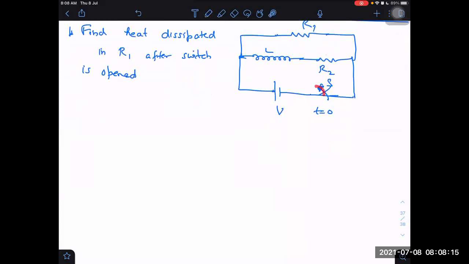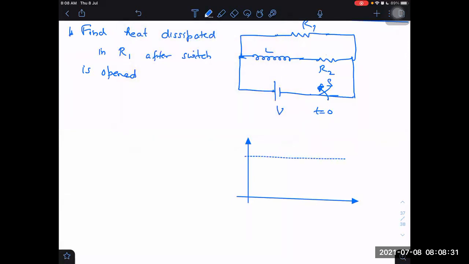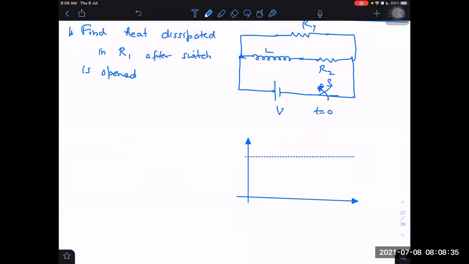After opening the switch, this will be decaying only. It will be decreasing. If it is decreasing, how will it be decreasing? What will be the value? Initial value is, I think, V by R1 R2 by R1 plus R2. No, what are you talking about? Initial current through the inductor. Okay, so V by R2 only through the inductor. Initial current through the inductor will be V by R2.